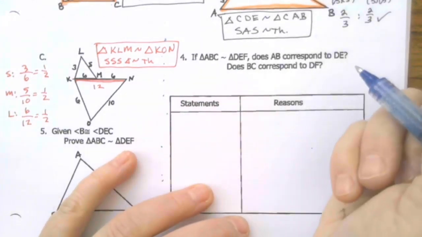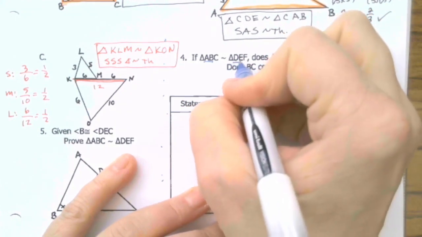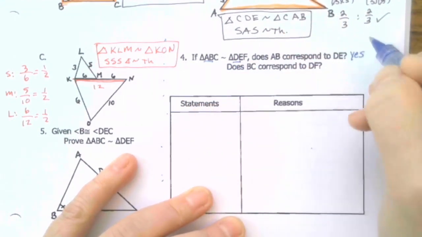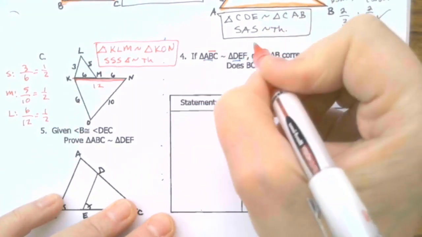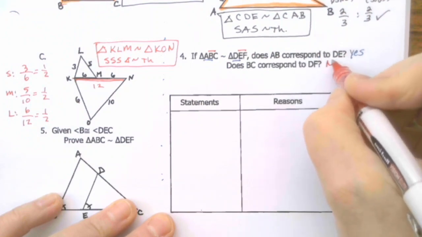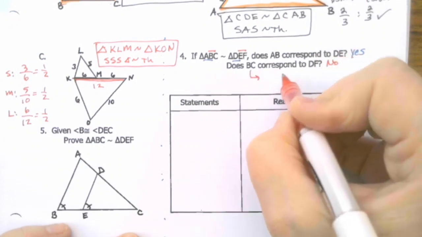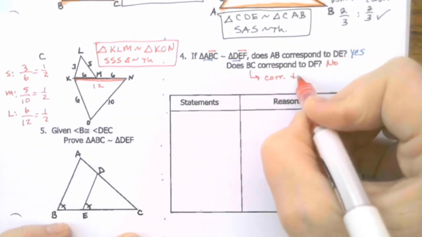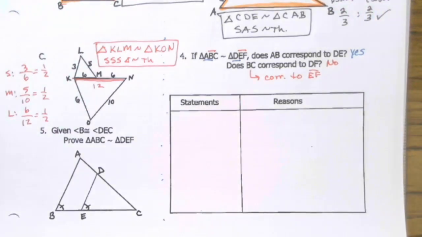So in a similarity statement, corresponding sides are the same pattern as a congruency statement. So if this is AB, then it would correspond to DE because of the order. So that one's a yes. If this is BC, it should correspond to EF. So this one is a no. And if they asked for a reason, you would say BC corresponds to EF. The order matters.